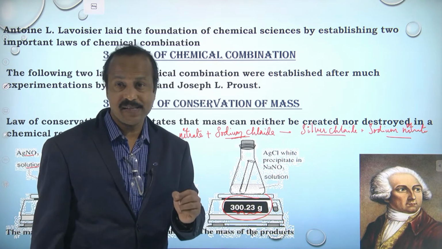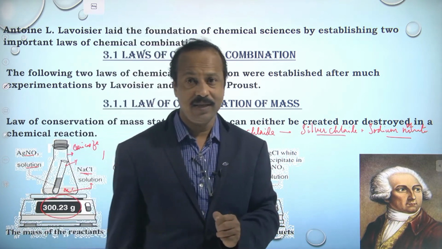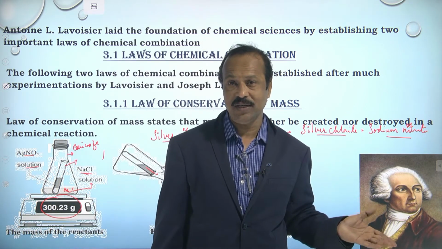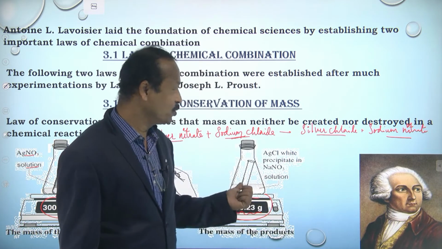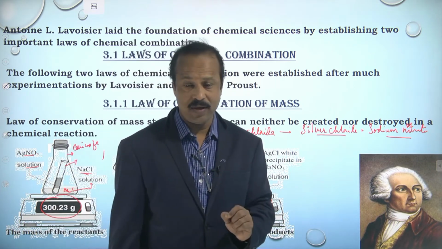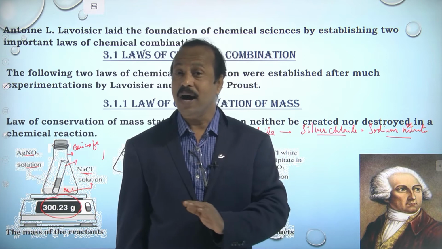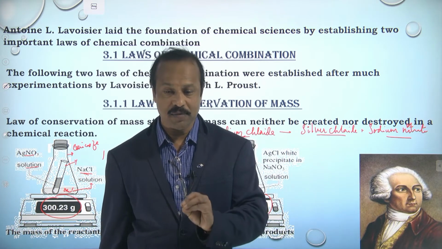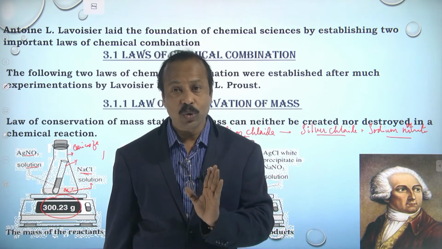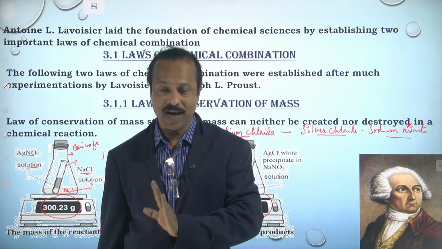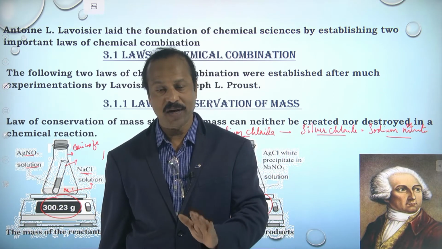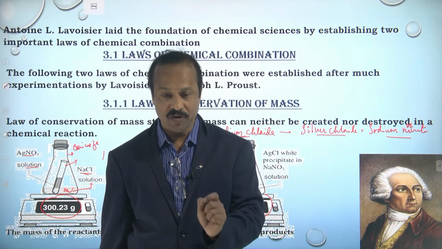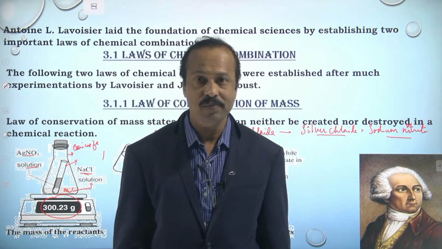But if I check the mass of the reactants, that is before the reaction, and the mass of the products after the reaction, then the total mass in both the cases remains the same. Okay, so meaning is what? Mass can neither be created nor destroyed during the chemical reaction, or the total mass of the reactants and products remains the same before and after the reaction. This is known as law of conservation of mass. Is this clear to you?